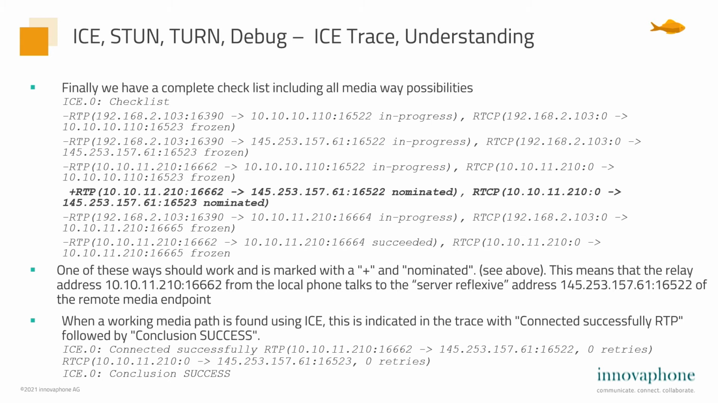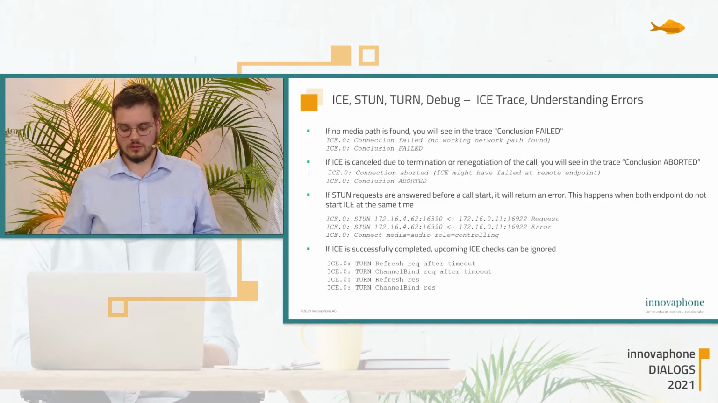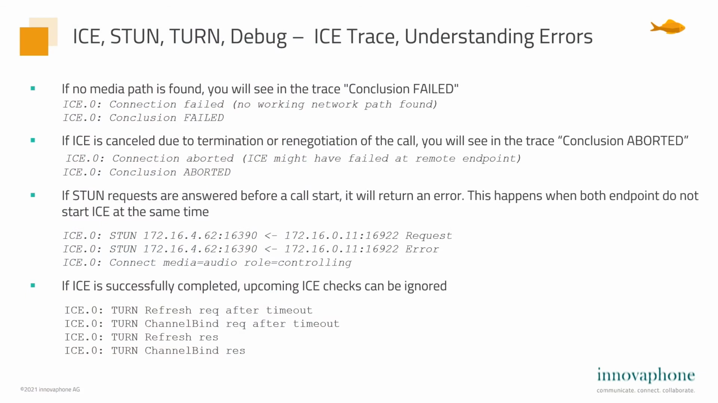And at the end, you will see a message which is conclusion success. It means, okay, we found the path, so now we can start to communicate. So regarding the flow of the ICE mechanism, that's it. And then we will also have some debug information. As you can see, here we will explain what it means when you see conclusion fail, for instance.